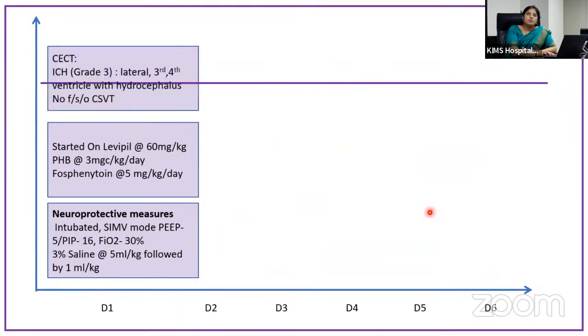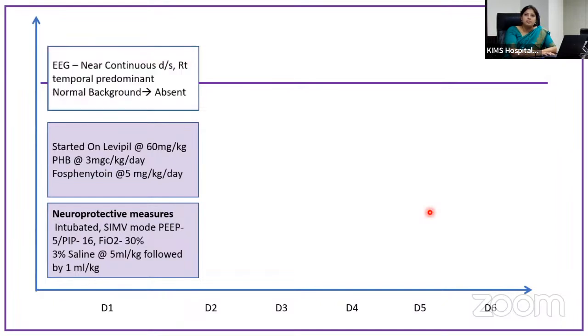So the CECT was done, which showed a grade 3 ICH in both the lateral ventricles, the third ventricle, and the fourth ventricle with hydrocephalus. And we did not find any features which were suggestive of a CSVT, because as we know, cerebral sinovenous thrombosis can present with an active intracranial bleed in babies.